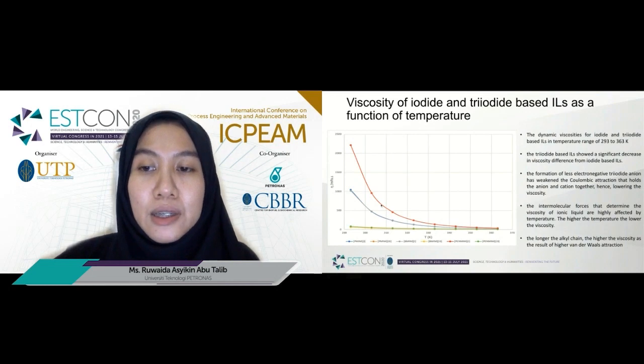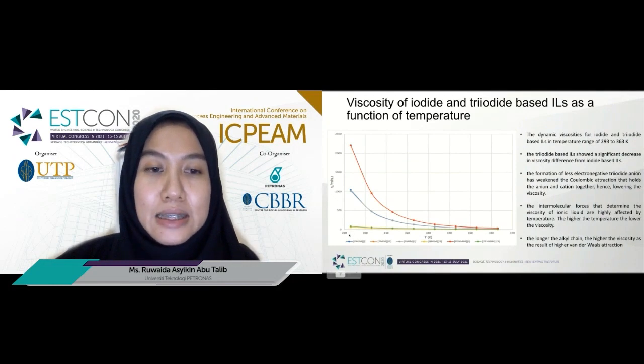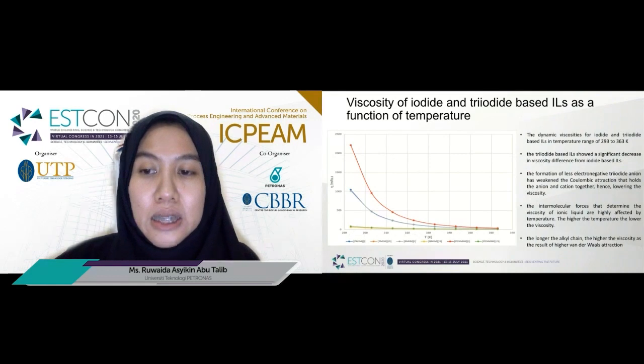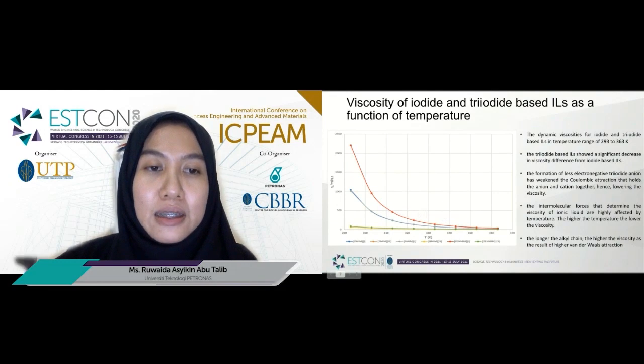The intermolecular forces that determine the viscosity of ionic liquids are highly affected by the temperature. So as we can see here, the higher the temperature, the lower the viscosity. Another trend that can be observed is that the longer the alkyl chain, the higher the viscosity, as a result of higher van der Waals attraction. So as we can see, PMIM iodide is having higher viscosity compared to BMIM iodide and PMIM iodide.